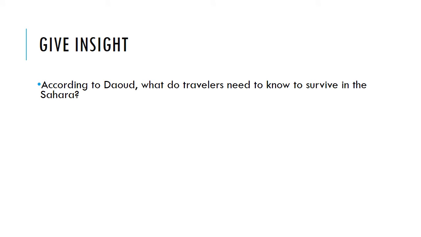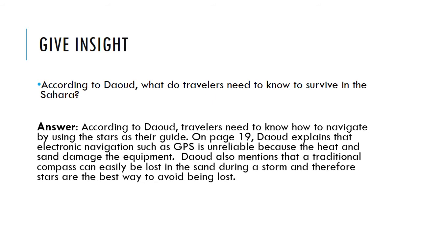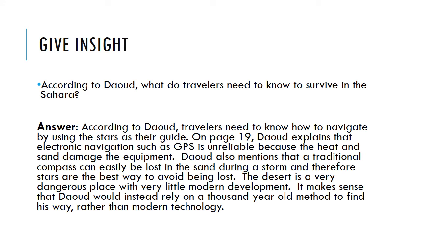Here's the question. You should be familiar with it by now. And here's my answer so far. Notice again I've restated the question, and I have 2 details from the text. The way I give insight is by reflecting on those 2 details. This is what I came up with. The desert is a very dangerous place with very little modern development. It makes sense that Dowd would instead rely on a 1,000-year-old method to find his way, rather than modern technology.